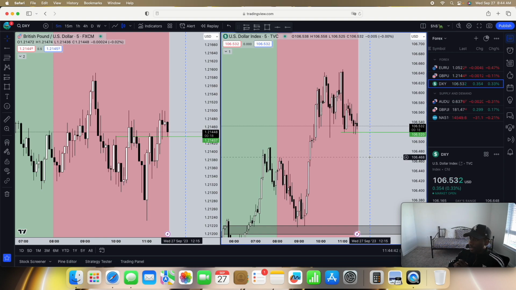Now, for those of you that are experienced and already know this, just click off. This is simple stuff, obviously. This is for intermediate and beginner traders that don't really understand the DXY.